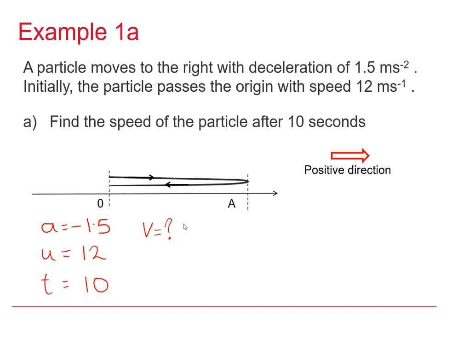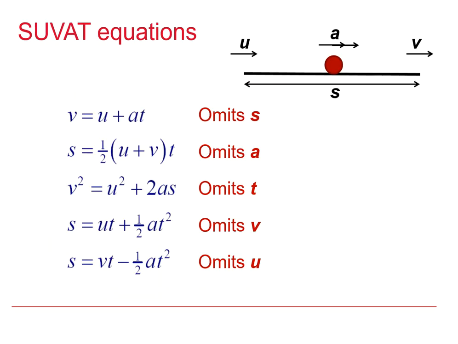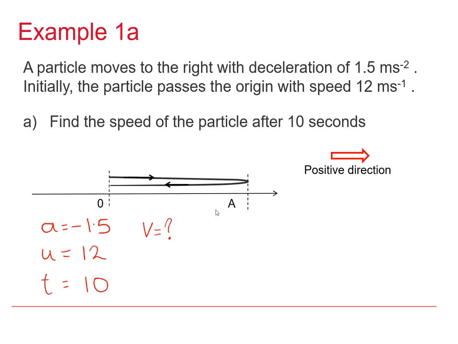So what I need to look for is a Suvat equation that involves all 4 of these variables. So let's look back at that list, and can we find one that involves a, u, t and v? And in fact, yes, the very top one does. That v equals u plus at. So that's all that we need. So let's write that one down. v equals u plus at.